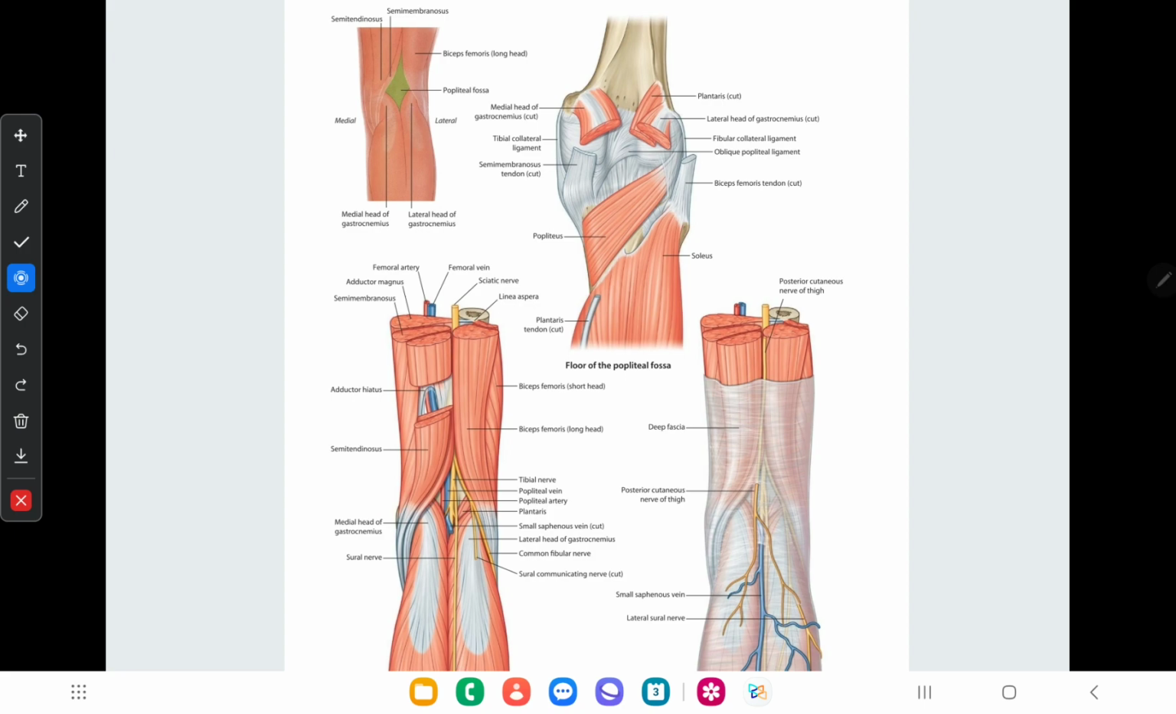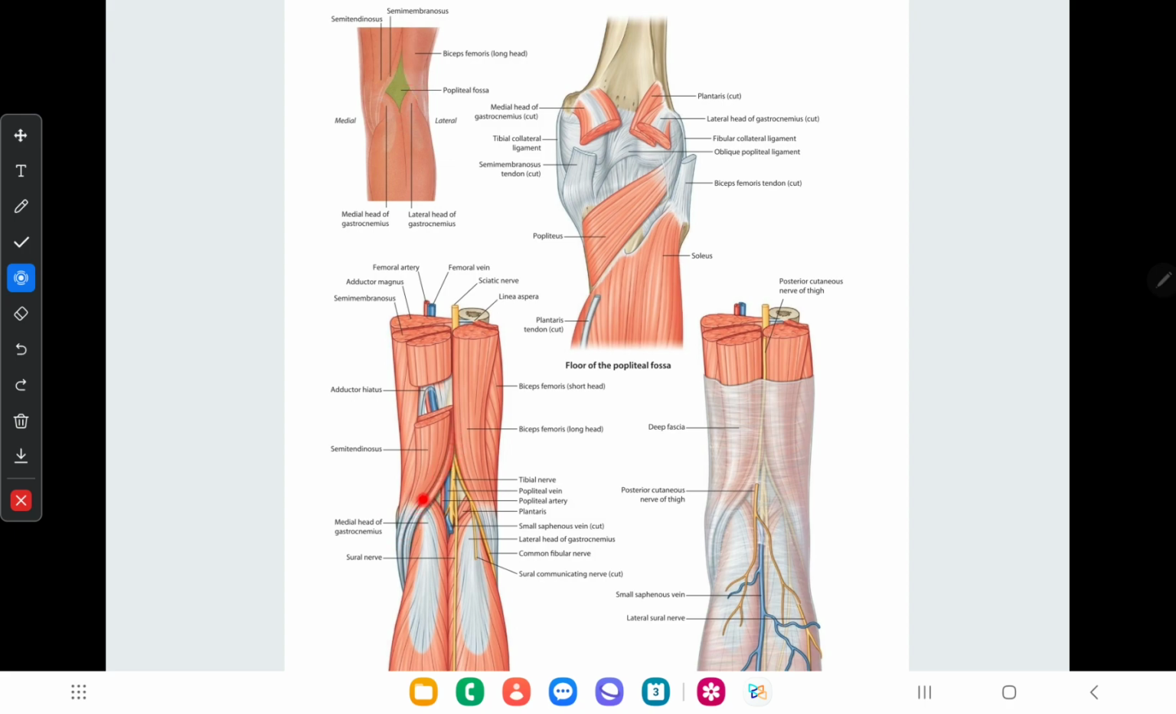Hello everyone, today we are going to discuss the popliteal fossa. The popliteal fossa is located behind the knee joint and it has a rhomboid shape. Because of this rhomboid shape, it has a superomedial boundary, superolateral boundary, inferomedial boundary and inferolateral boundary. So we have to know what structures are involved in the formation of these boundaries.